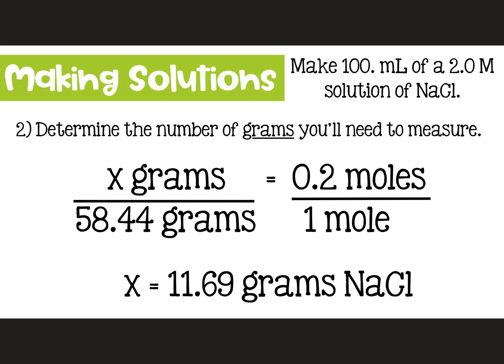Next, you'll need to determine the number of grams you'll need to measure, so you'll convert your moles to grams using your molar mass. In this case, since the molar mass is 58.44 grams per mole for NaCl, we get that we need to measure out 11.69 grams.